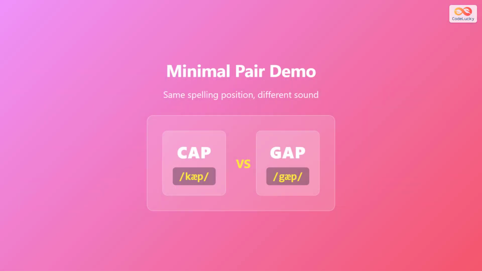Here is a perfect example of how these sounds differ. The word cap uses the K sound and is spelled C-A-P with the phonetic symbol /K-A-E-P. The word gap uses the G sound and is spelled G-A-P with the phonetic symbol /G-A-E-P. Both words are identical except for the first sound. This is called a minimal pair, and it helps us hear the exact difference between two sounds.